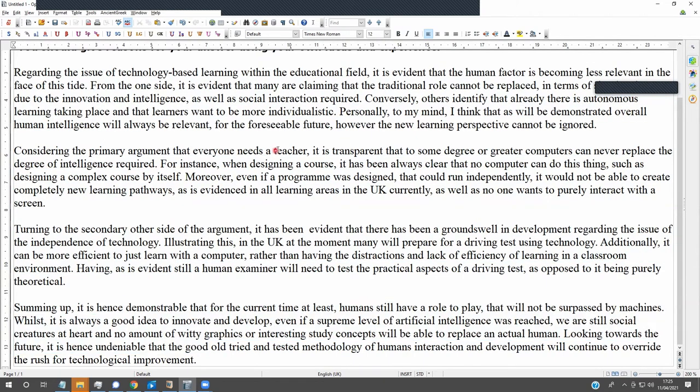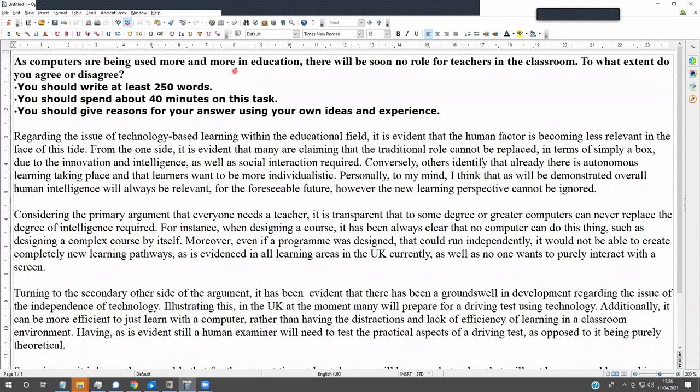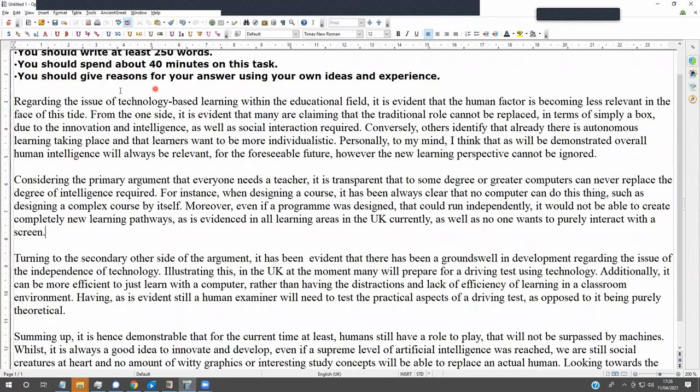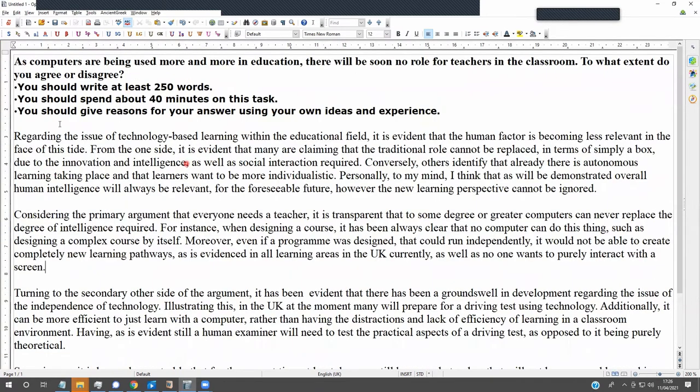So regarding the issue of technology-based learning within the educational field, it is evident that the human factor is... So I read the question, as computers are becoming used more and more in education, are they offering teachers and classrooms a lesser role? So I'm introducing the topic, giving the two arguments, and then also setting my opinion. That's optional, and probably the style I'm changing towards, although I normally wouldn't do it, but I just happen to do it now.